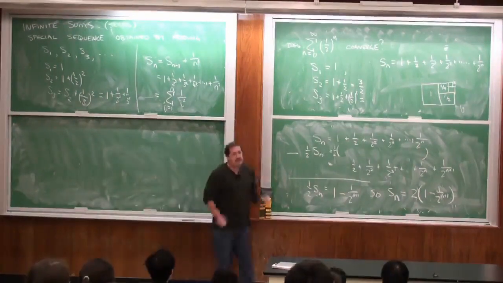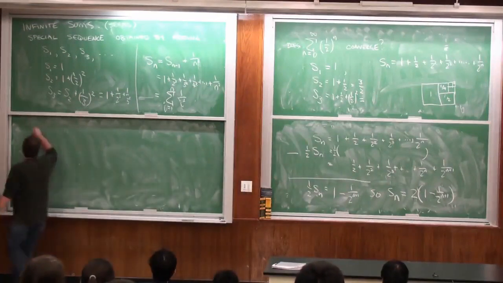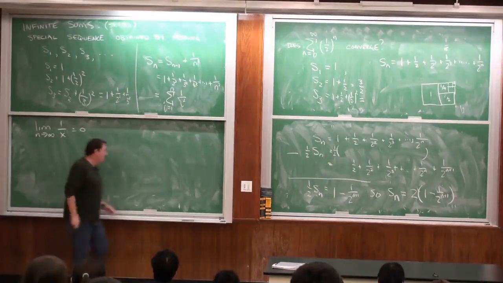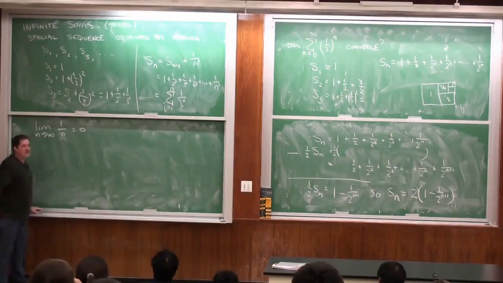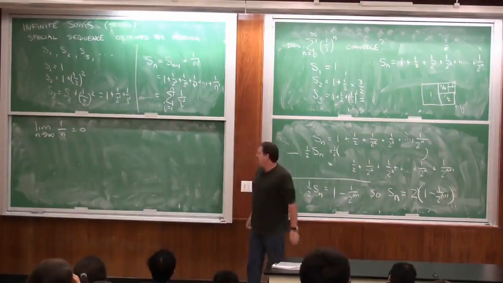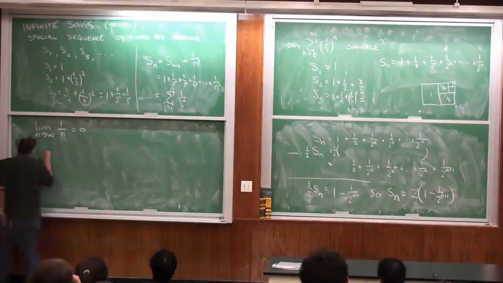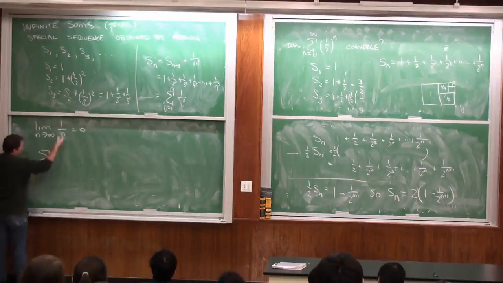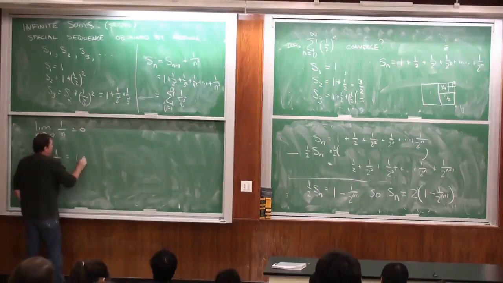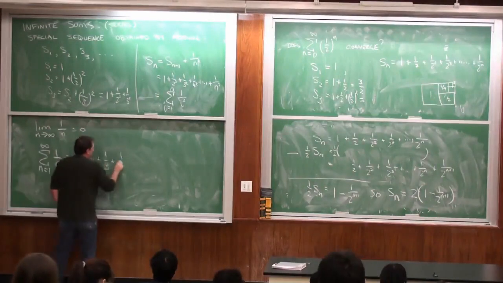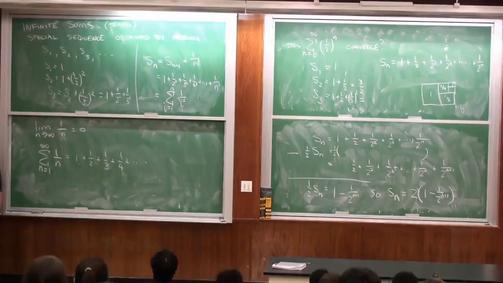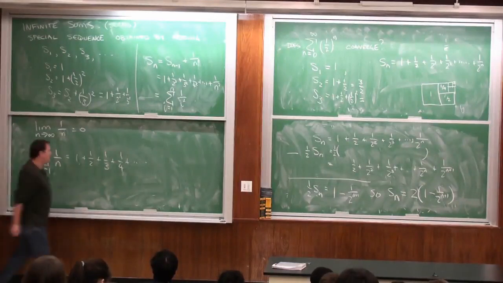So let's look at another version of this kind of thing. Notice that the limit as n goes to infinity of 1 over n is certainly 0. That is the sequence 1, 1 half, 1 third, 1 quarter, 1 fifth, and so on, goes to 0. What about the sum? Here I can't start at 0, so let's start at 1. If I add up the terms, 1 plus a half plus a third plus a quarter, like that, it seems like this should converge, but it doesn't. So this does not converge.